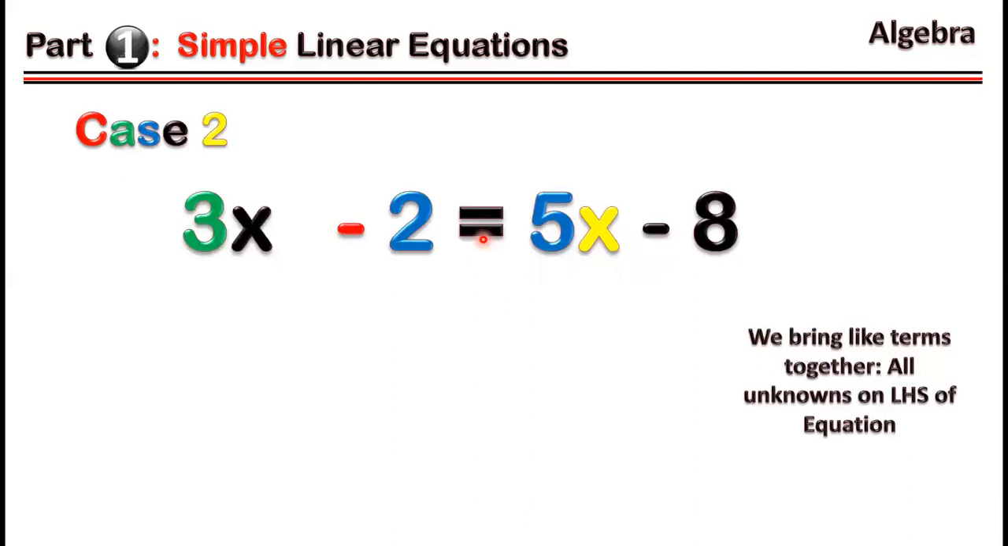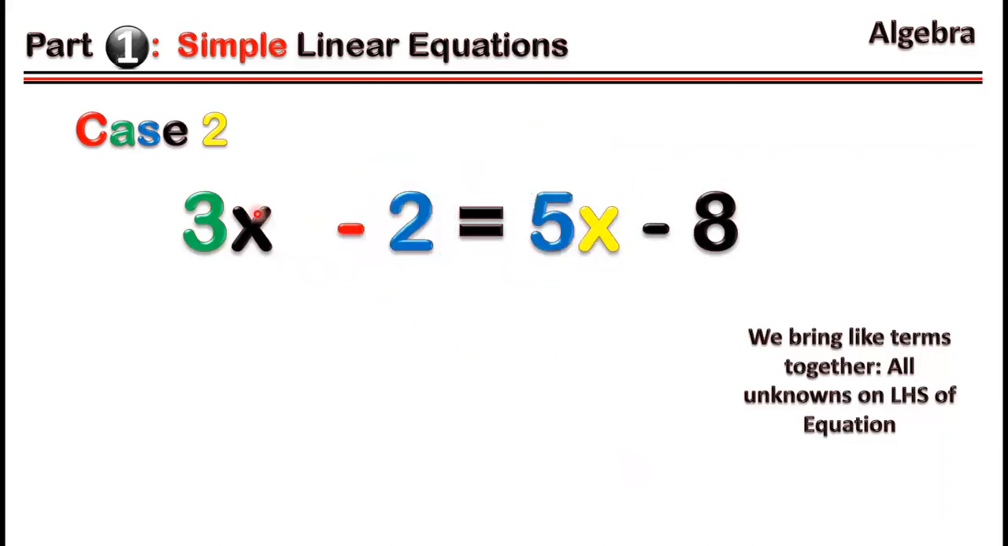We bring like terms together, and all unknowns, the x or y or whatever, to the left-hand side. As I've said, you can still take them to the right-hand side, but generally we take them to the left-hand side. So first of all, I'll carry this minus 2 to the right-hand side, and it becomes plus 2. But at this position, I also need to take this 5x to the left-hand side because I've not removed it. Now, this is the equation that we have. So we have all the unknowns on the left-hand side, and we have the constants on the right-hand side.